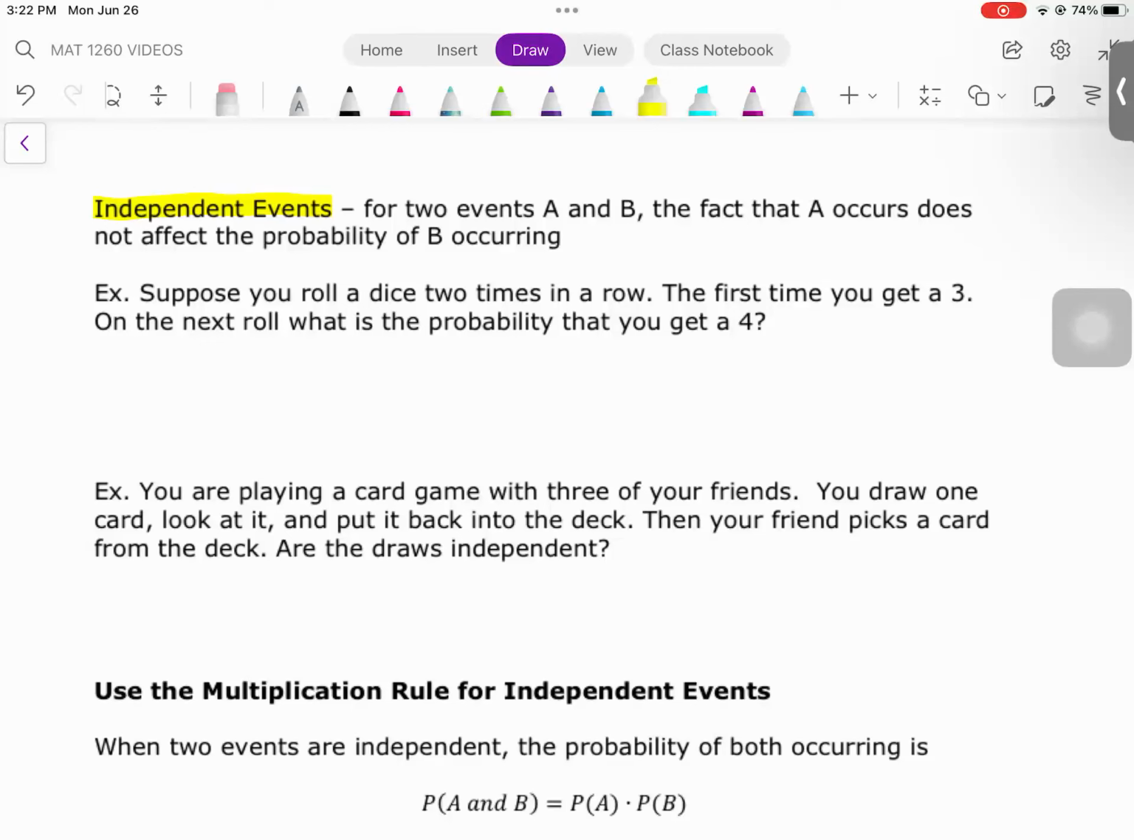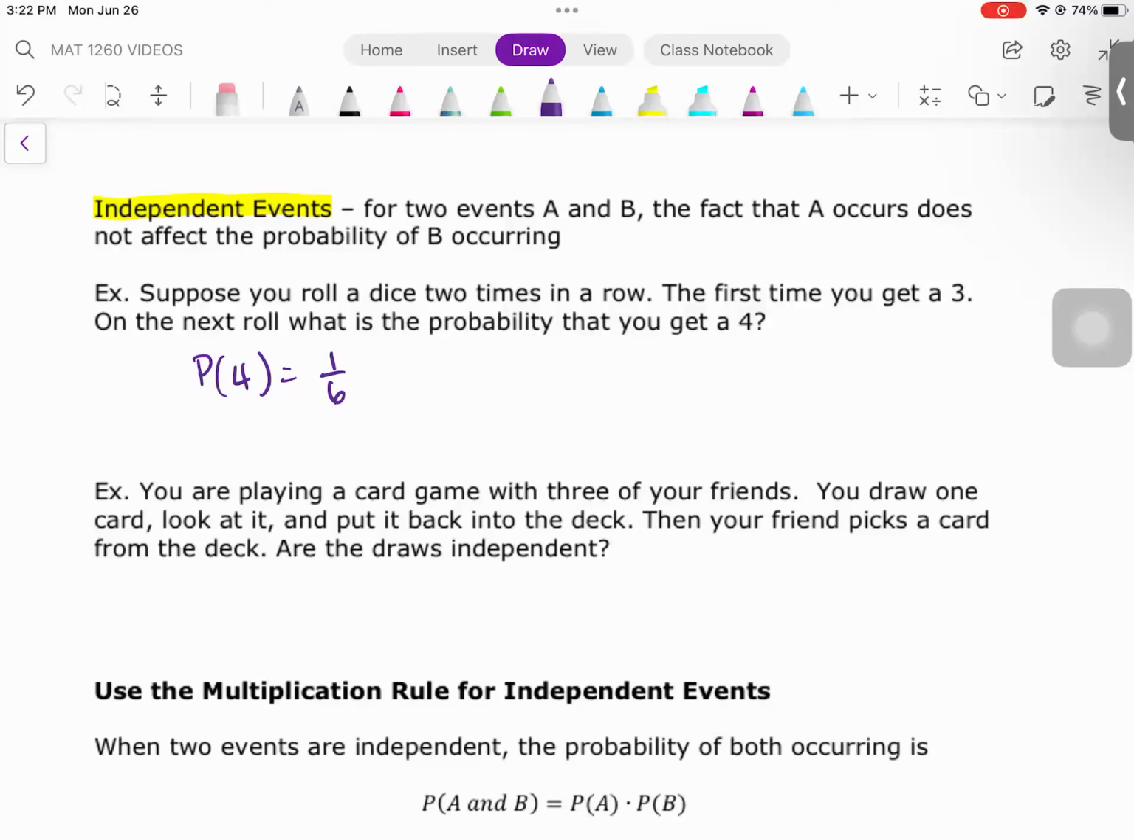Suppose you roll a dice 2 times in a row. The first time you get a 3. On the next roll, what's the probability that you get a 4? So we already know that on the first roll we ended up getting a 3. Now we roll the dice again. Does that change what the probability of the next roll outcome is? So the probability of a 4 is still going to be 1 over 6. The fact that we got a 3 before doesn't change that probability because these two events are independent.